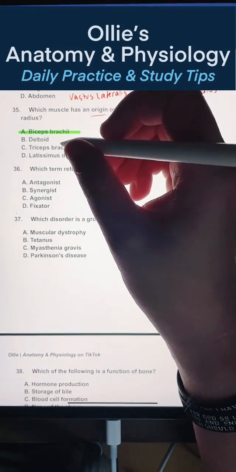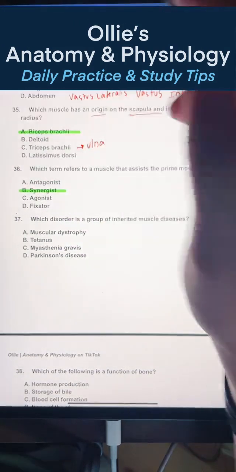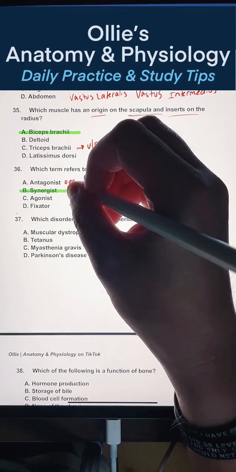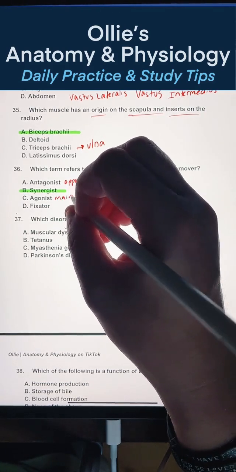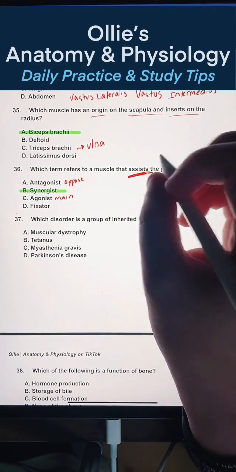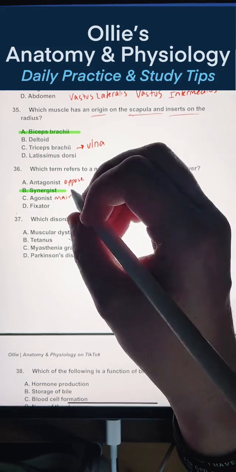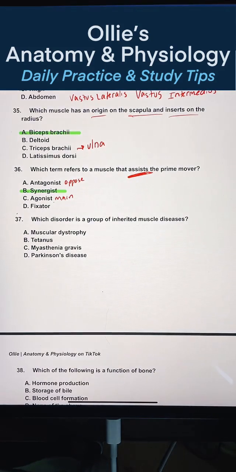But number 36, the answer is B. It is a synergist, so a muscle that goes along with it. A synergist would aid the agonist by adding force or stabilizing it. Antagonist is going to oppose. Agonist is the main muscle here causing the movement. So this is the muscle that assists, would be the synergist. The main muscle that performs it is the agonist. A fixator is going to stabilize the origin of the agonist.